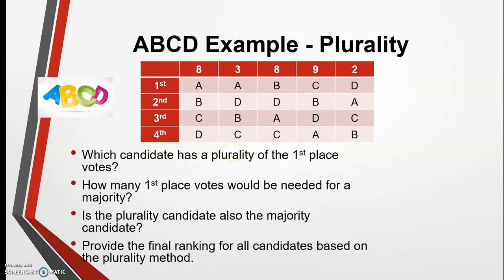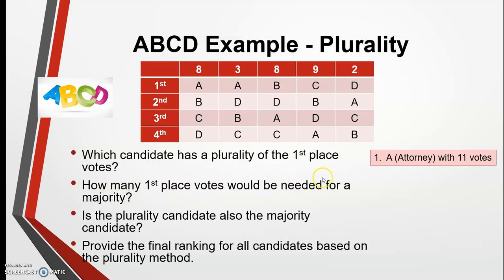So now let's look at another example, the ABCD example. Which candidate has a plurality of the first place votes? Well, remember that means more than anybody else. So the first thing we need to do is go through and figure out how many first place votes each candidate has. So A has 8 plus 3, or a total of 11. B has 8, C has 9, and D has 2. So in this case, A has the most, and therefore A is the plurality winner.